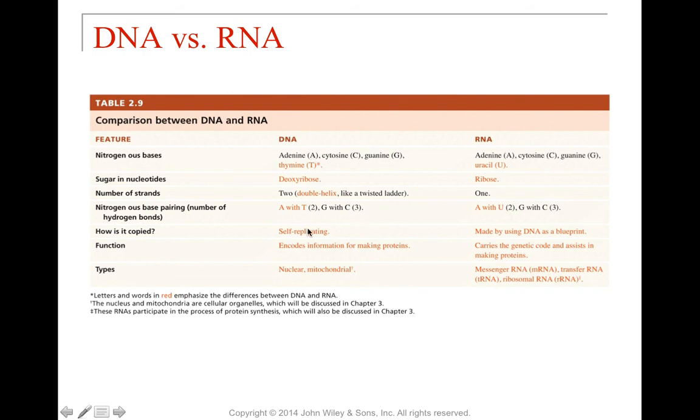DNA is self-replicating. That means that the new copy of DNA comes from an old copy of DNA, whereas RNA is actually made from DNA as a blueprint. So DNA does both things. It replicates itself, and it also creates RNA. And what does it do? It encodes information, again, both for self-replication and also for making proteins by creating RNA, and then RNA is going to go out into the world, carry that genetic code out, so outside of the nucleus, into the cytoplasm, and make proteins.